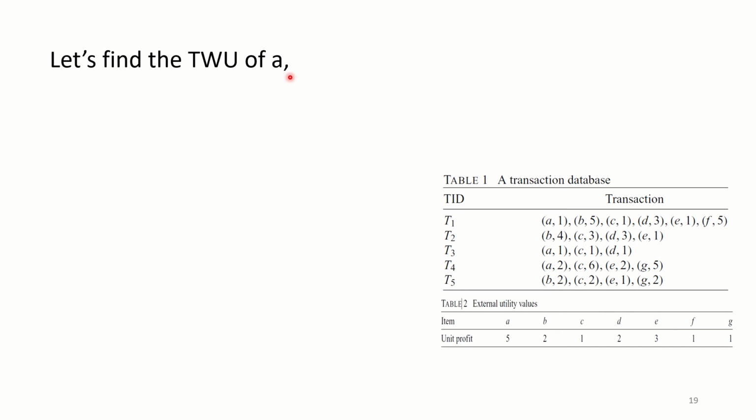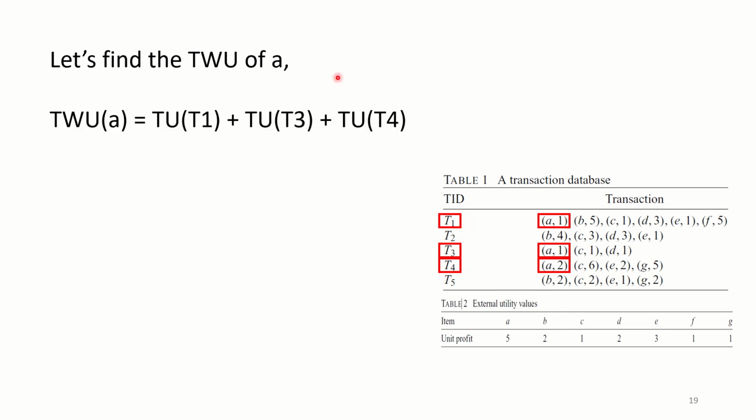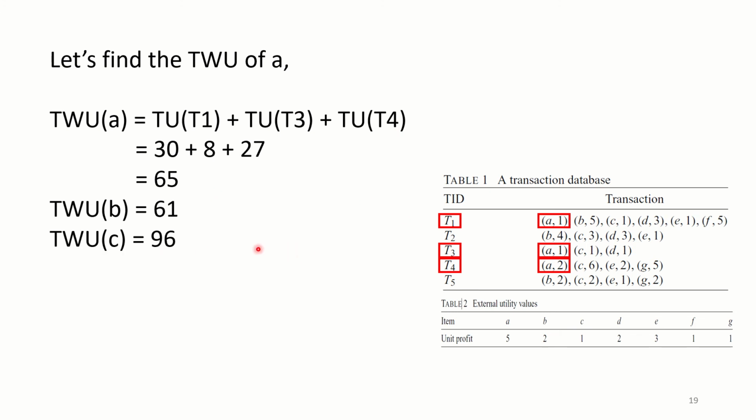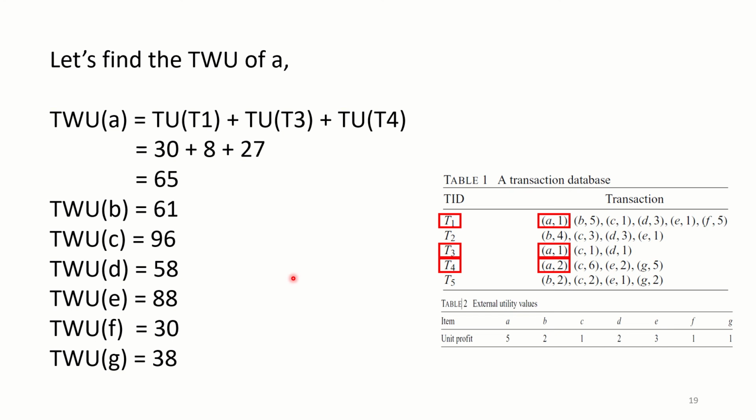Let's find the TWU of A. So the transactions where A is located are T1, T3, and T4. So TWU of A would be TU of T1 plus TU of T3 plus TU of T4. And if we add the utilities, we will get 65. Similarly, we can also get the TWU of B, C, D, E, F, and G.